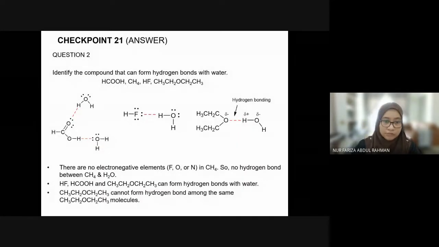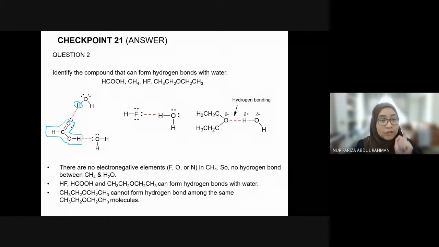This is for question 2. The best is to draw the molecule so that you can see clearly. So this is how HCOOH looks like. This is what we call carboxylic acid. It is doubly bonded to this oxygen, and then we have O and then H. So this is what I have shown to you just now between the H2O, the hydrogen from the oxygen from H2O. So this is the hydrogen bond. The HCOOH molecule itself can also form hydrogen bond with water.